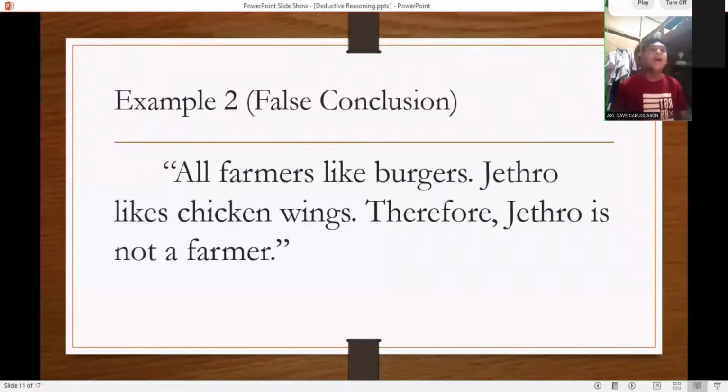Example number 2, another one, this time it has a false conclusion. All farmers like burgers. Jethro likes chicken wings. Therefore, Jethro is not a farmer. So in the first place, it is a deductive reasoning, because it starts with a general idea or a major premise followed by a minor premise, which is all farmers like burgers and Jethro likes chicken wings. But it is a false conclusion, because the general idea or that major premise is not true all the time. We cannot say that all farmers like burgers.